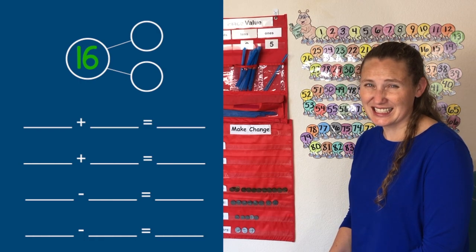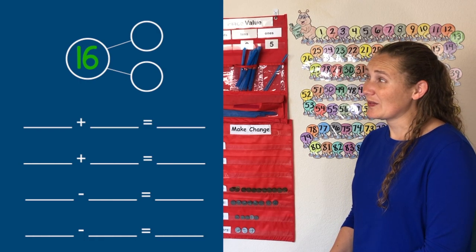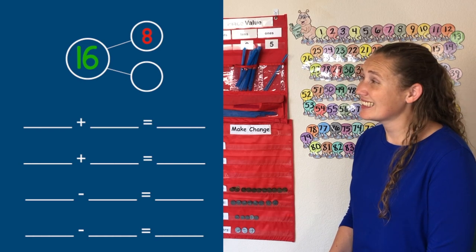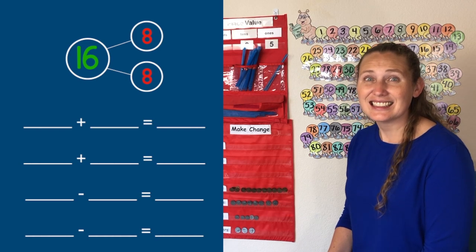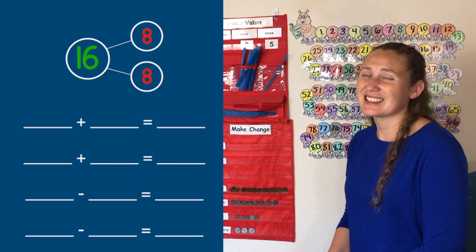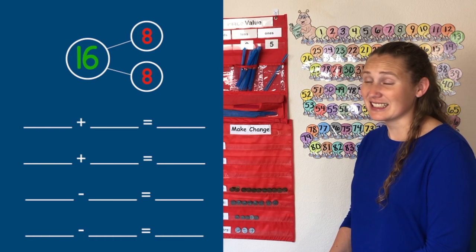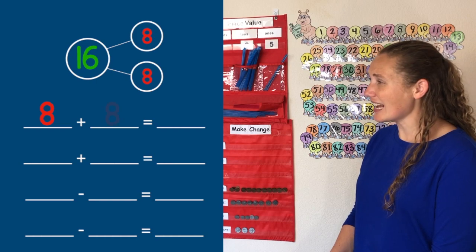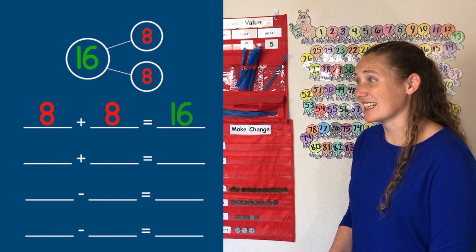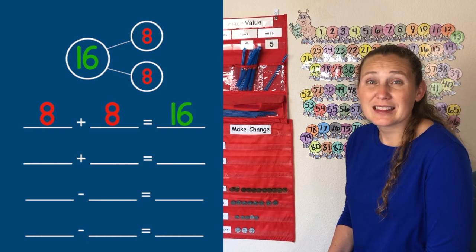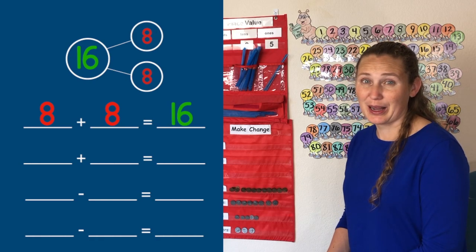Half of 16. 8 and 8. That's doubles. Two 8s go together to make 16. 8 plus 8 equals 16. Let's do another number bond.